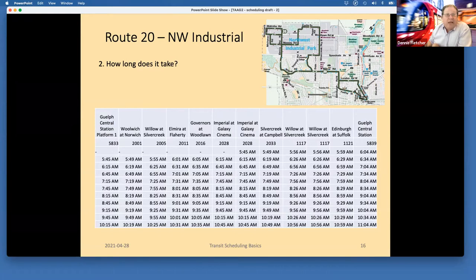So how long does it take? The outbound trip is 30 minutes. The current online schedule shows a stop time for every stop along the route. The nodes that I've picked here in this table are those that were used on the previous printed version of the schedules. I think this one is from 2018, but it's essentially the same today.